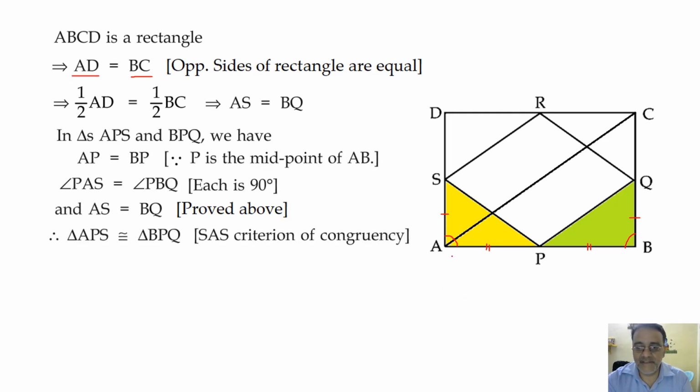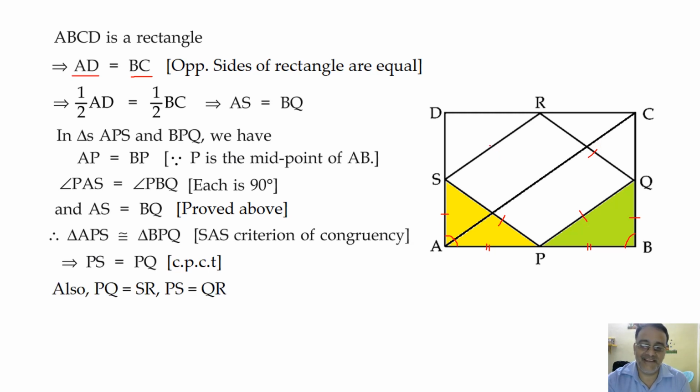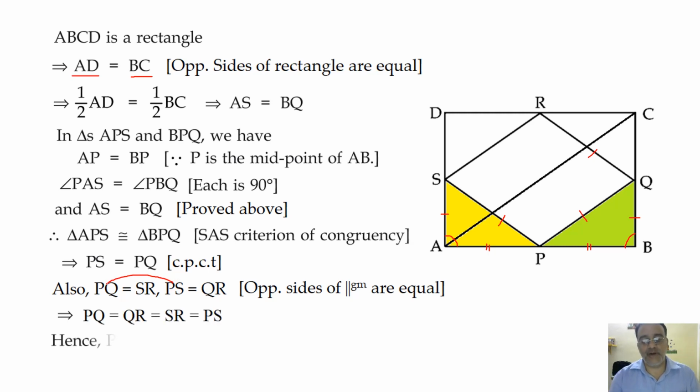Okay. So if these two triangles are congruent, so PS is equal to PQ. Why? CPCT. Right. But PS is equal to QR and PQ is equal to SR. Why? Opposite sides of a parallelogram. Very good. अब इसमें ऑलरेडी हम लोग ये दोनों इक्वल प्रूफ कर चुके हैं. सो ऑल साइड्स आर इक्वल. Hence PQRS is a rhombus. Any doubt? No, sir. Okay.